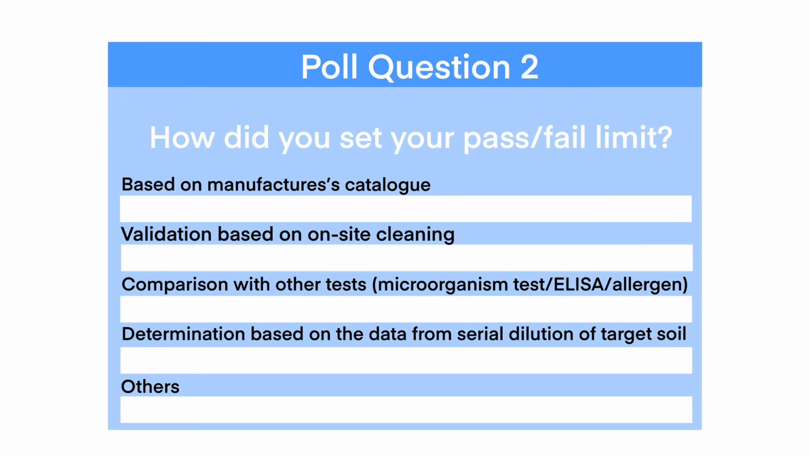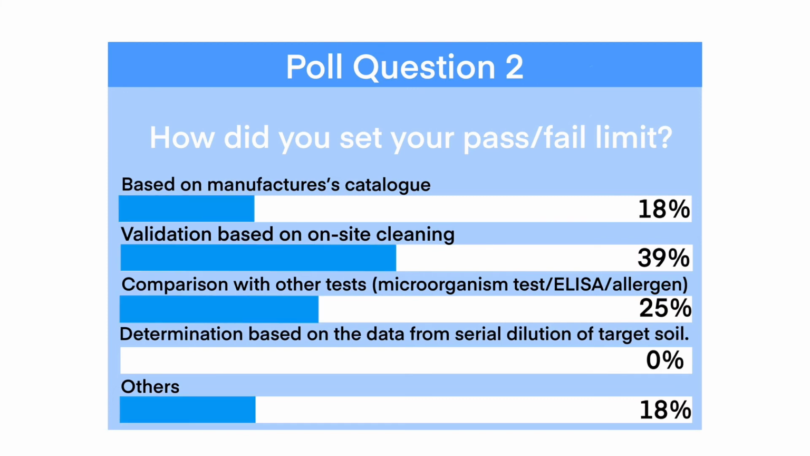Okay, so the question is, how did you set your benchmarks? So please select from one of the following options based on the manufacturer's catalogue: validation based on on-site cleaning, comparison with other tests, microorganism test or allergen, determination based on data from serial dilutions of product, or other. And those results will be coming onto your screens in just a moment.